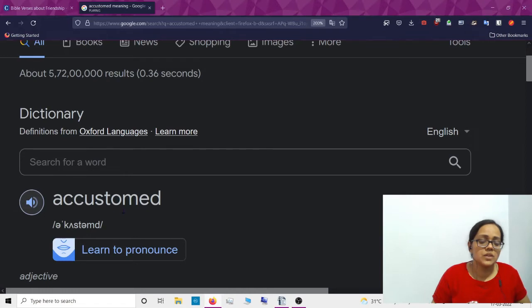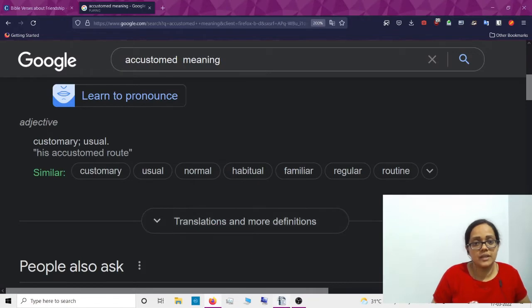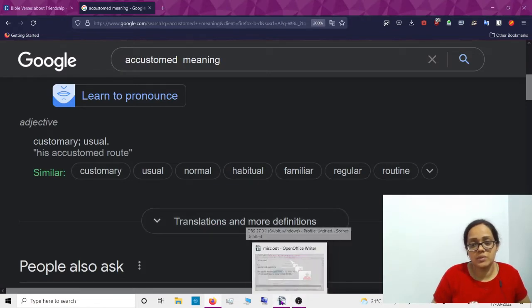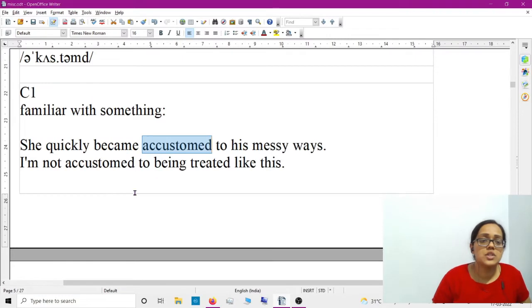Accustomed means familiar, habitual, normal, customary. So she quickly became accustomed to his messy way. Like after marriage, the wife will quickly adjust, right? Hopefully. I am not accustomed to being treated like this. I am not familiar.